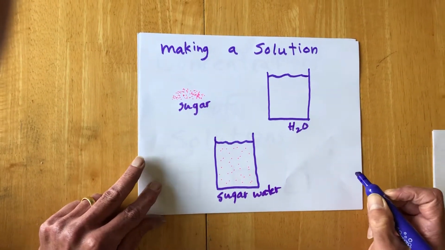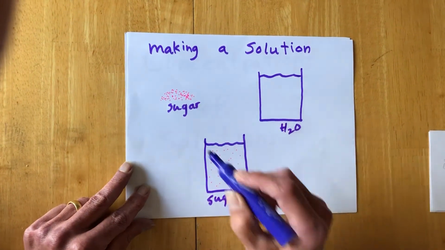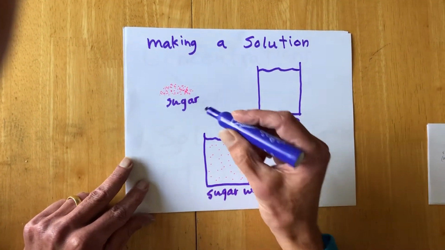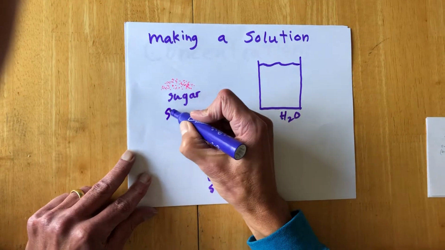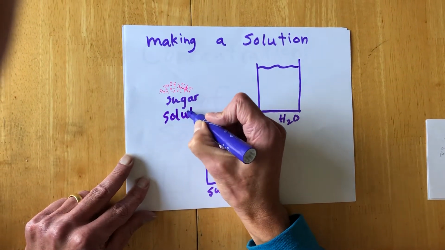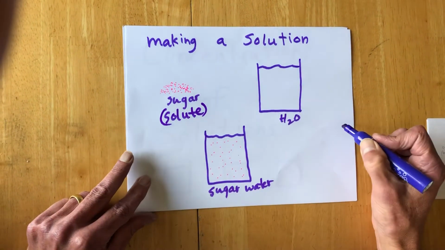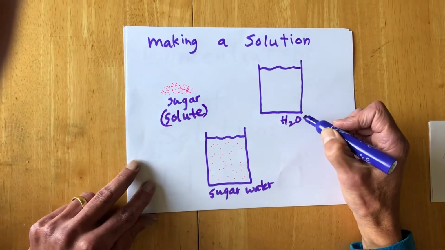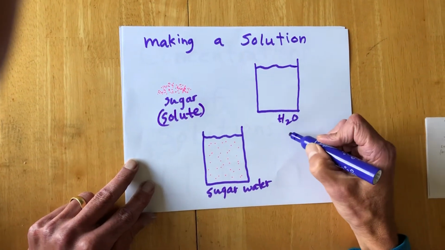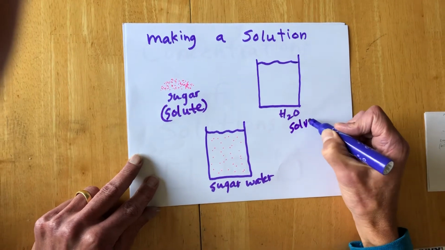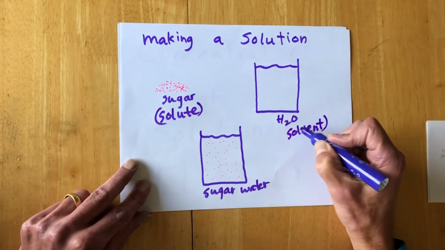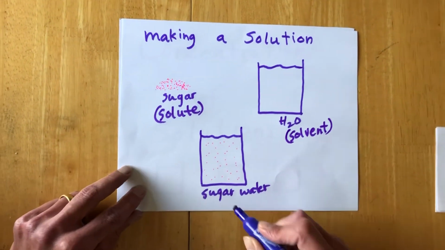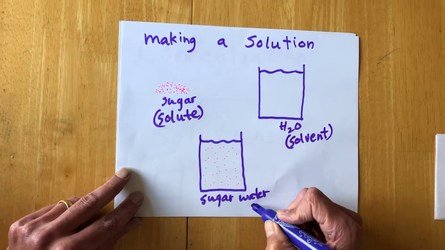Remember that the two parts have names. The part that is dissolved is called the solute. The part that does the dissolving, the water in this case, is called the solvent. And together they make sugar water, which is called a solution.